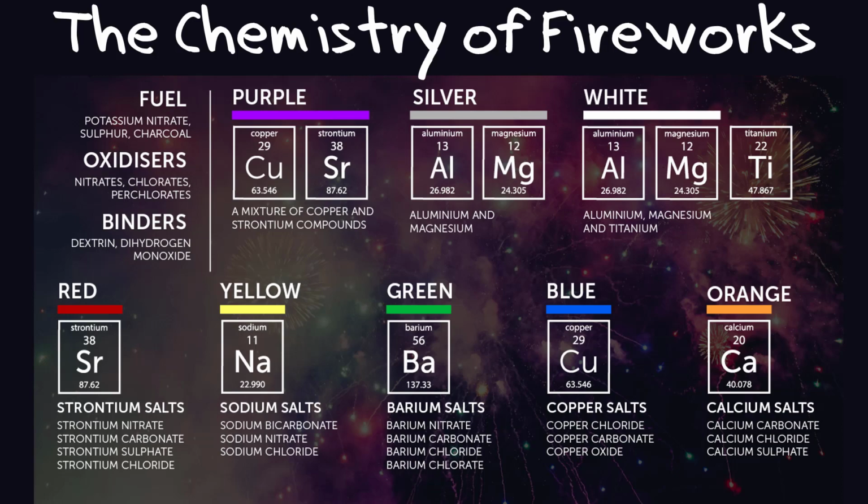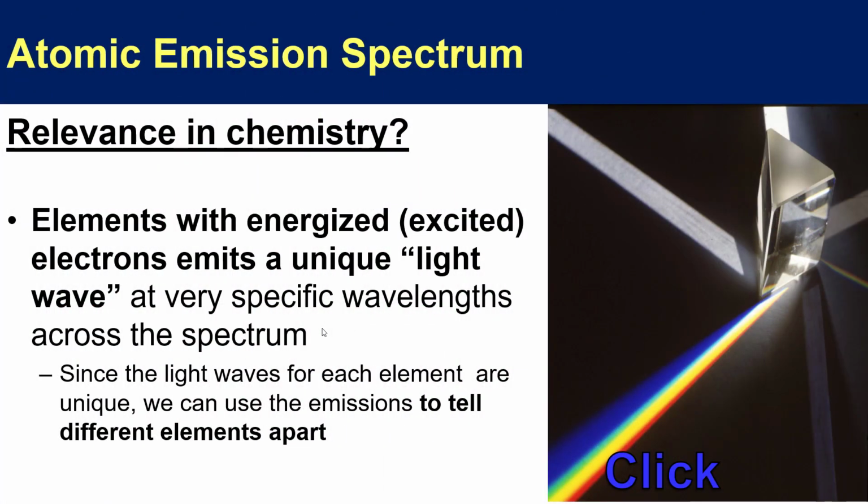And here you can see the chemistry of fireworks, where they're giving you all the colors that you see exploding in the sky. Many of them are mixtures of a bunch of different colors and a bunch of different metal salts. It's not all about fireworks in this lesson. There is some relevance to chemistry, and the relevance is here. Elements with energized or excited electrons will emit unique light waves at very specific wavelengths.